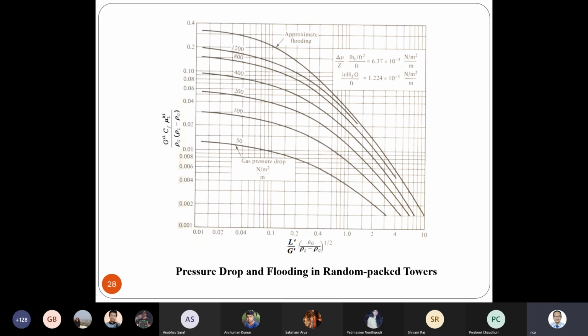G dash as say 75 to 80% or 85% of this flooding velocity, and then divide the actual, that is, the total gas rate by this actual superficial gas rate. So we'll get the tower cross-sectional area. From that, we'll get the tower diameter, right?